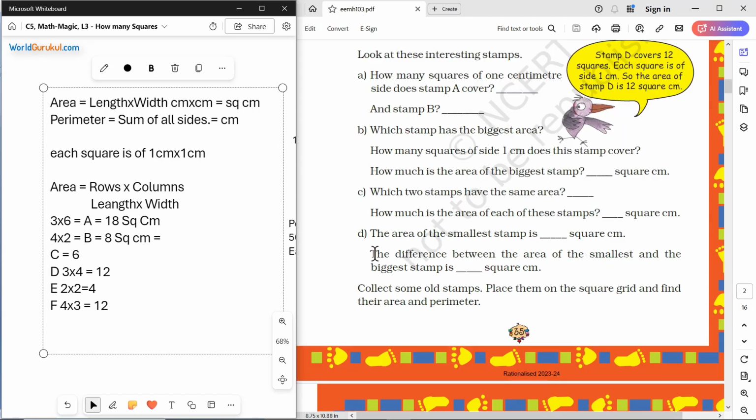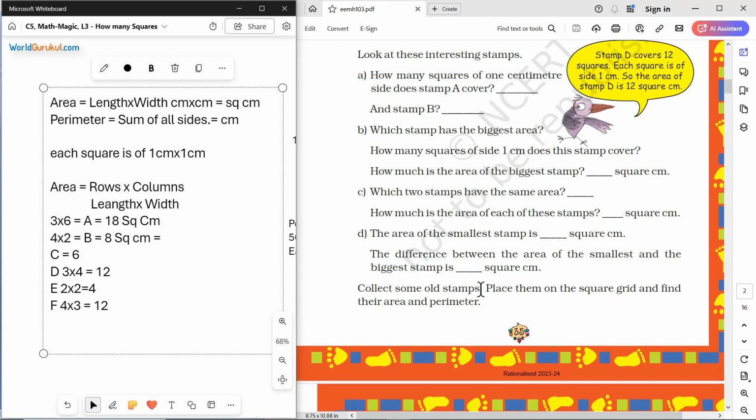And this is a tricky question. The difference between the area of the smallest and the biggest stamp is dash. Smallest is 4 and biggest is 18. So 18 minus 4 is 14. 14 square centimeters. We love to do the stamp collection.